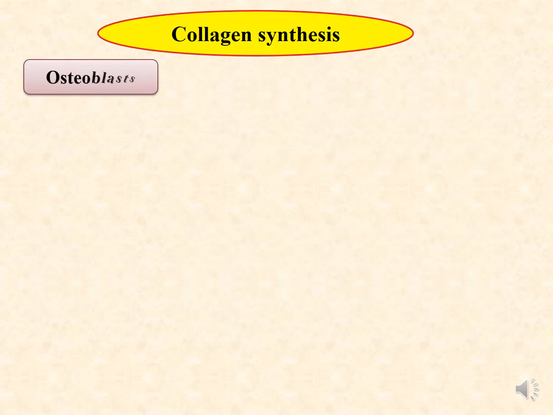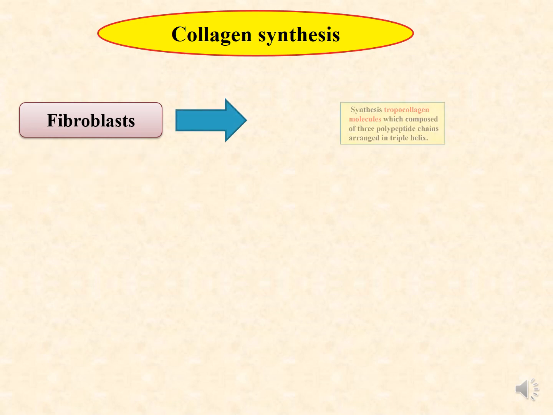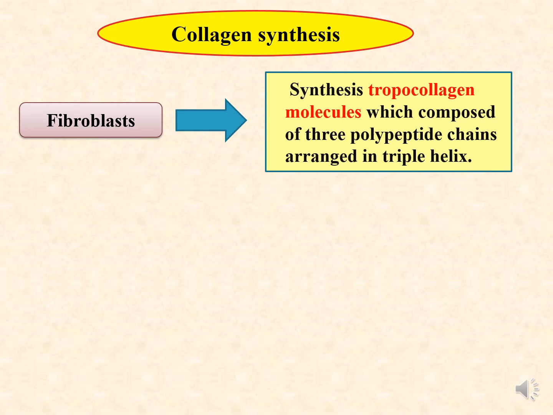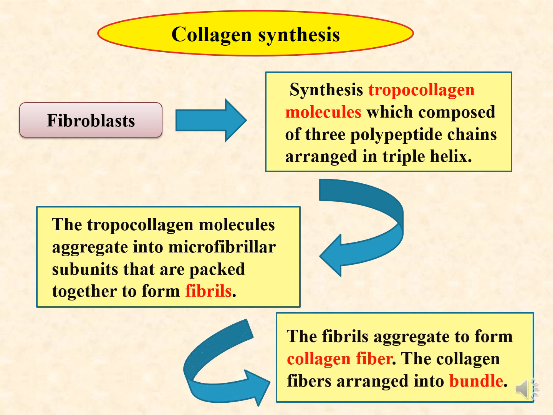Collagen is synthesized by cells called fibroblasts, in addition to osteoblasts and chondroblasts. So these cells are responsible for the synthesis of collagen fibers. Fibroblasts synthesize tropocollagen molecules, which are composed of 3 polypeptide chains arranged in a triple helix. Then these tropocollagen molecules aggregate into microfibril subunits, which are packed together to form fibrils. The parallel aggregation of fibrils forms collagen fibers. Then the fibers are arranged into bundles.